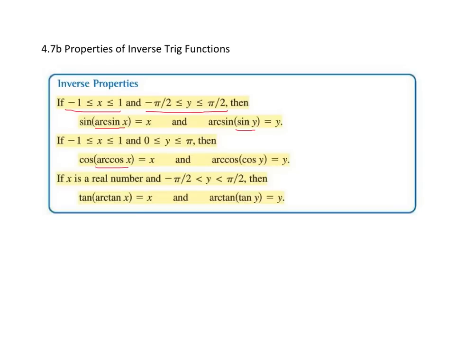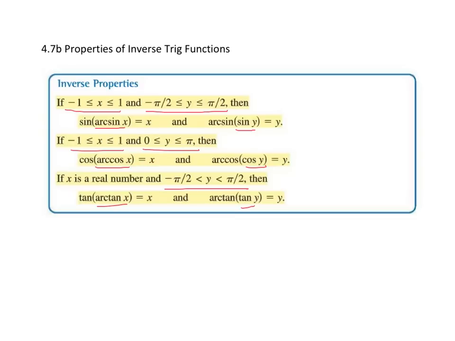Okay, cosine, same thing. If I'm taking the arc cosine of something, it has to be between -1 and 1. If I'm taking the cosine of something, this one has to be between 0 and pi. Okay, if I take the tangent, that number can be anything. But the arc tangent can be anything. If I'm taking the tangent, though, it needs to be between -pi/2 and pi/2.